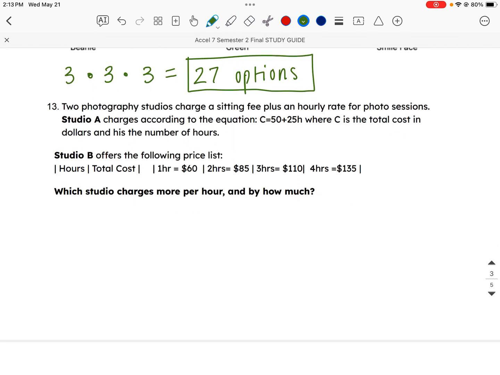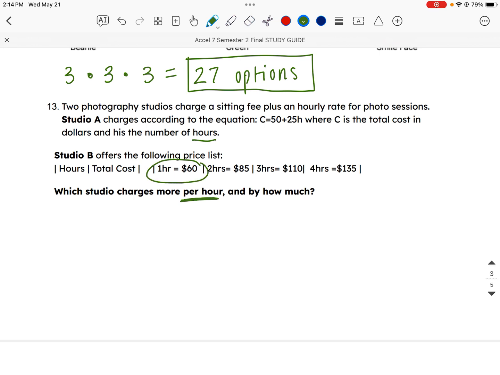All right, number 13 says 2 photography studios charge a sitting fee plus an hourly rate for photo sessions. Studio A charges, according to the equation, C is the cost, equals 50 plus 25H, which H represents the number of hours. Studio B offers the following price list, and it says which studio charges more per hour and by how much. All right, well, when I'm looking at this key piece right here, per hour, we're talking about 1 hour. So I'm going to solve for 1 hour for Studio A. For Studio B, it's already clear to me. It's right here. It's $60 for an hour.